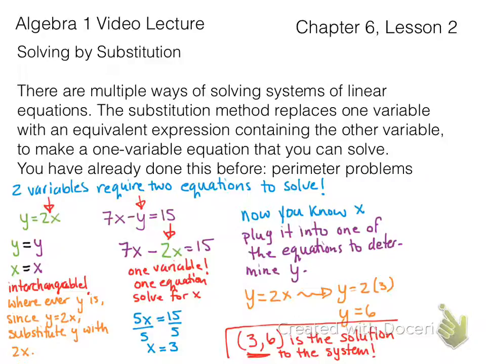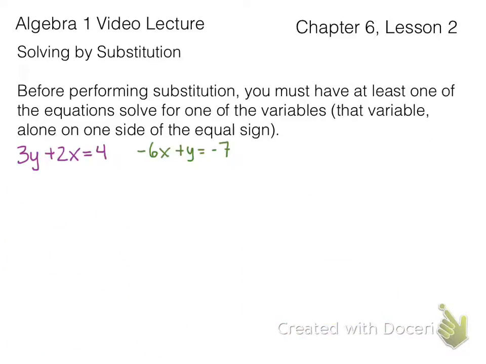This is how you can do it mathematically without having to graph. All right, so let's go ahead and look at another problem. We have 3y plus 2x equals 4 and negative 6x plus y equals negative 7. And we need to get a variable by itself. We either need to get x by itself or y by itself.